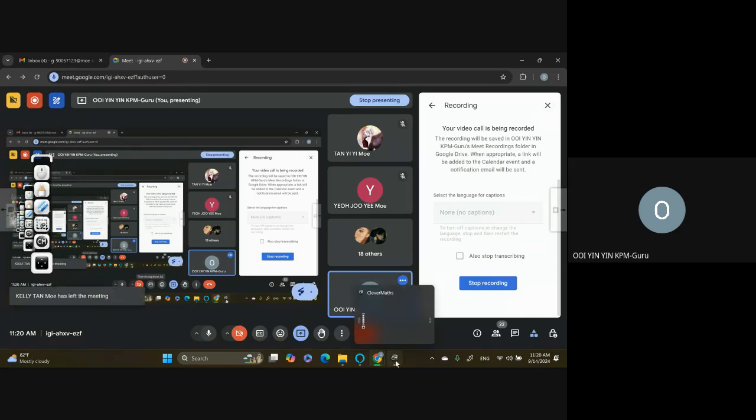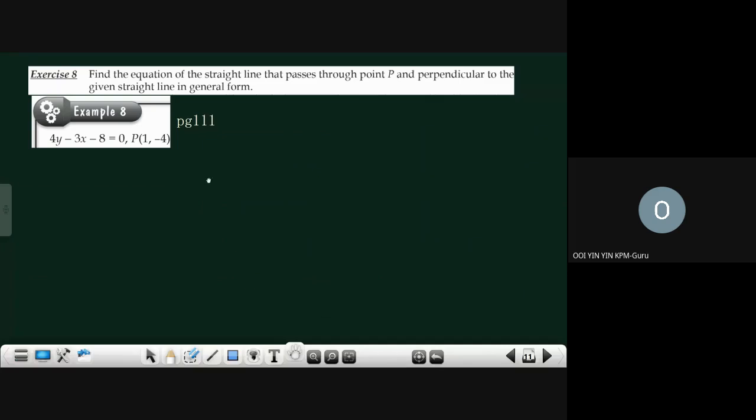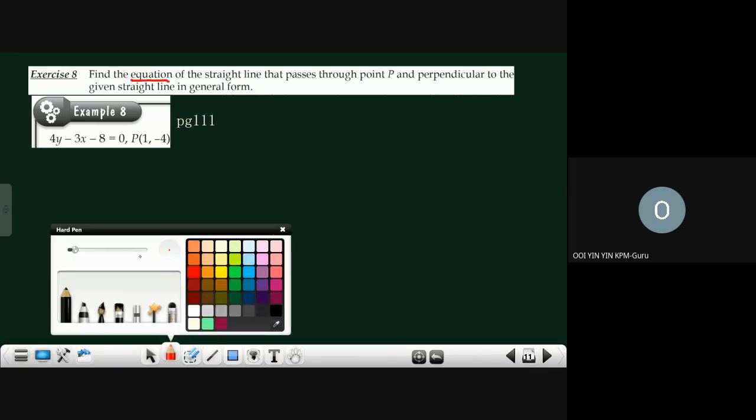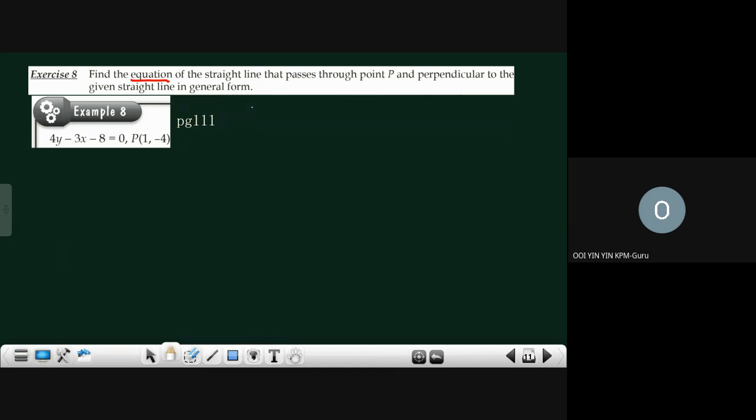Okay. Question 8. Find the equation of the straight line that passes through point P and perpendicular to the given straight line in general form. Okay, that's why I asked you, you must read the question carefully, right? Whether what they want actually. Here, they want to find the equation. As I told you, if they want the equation, that means your y equals to mx plus c. Yeah, they want this thing.